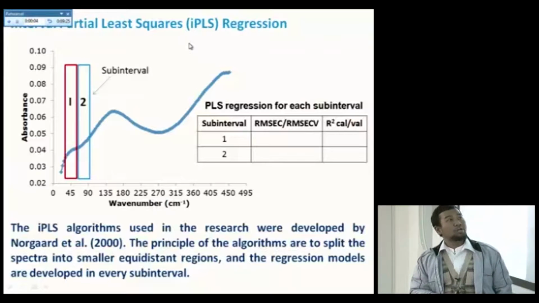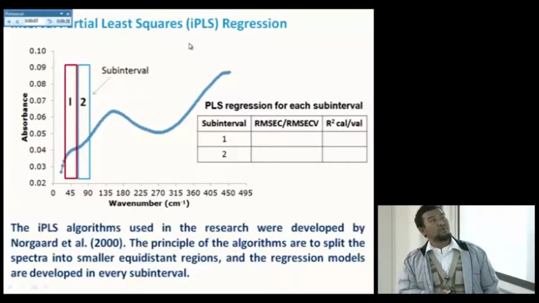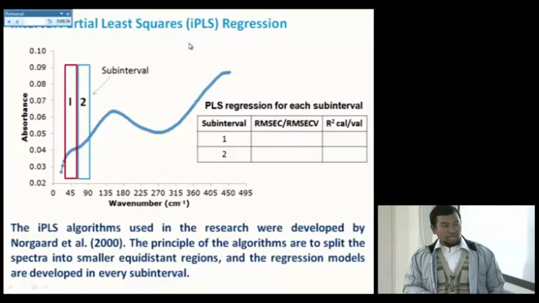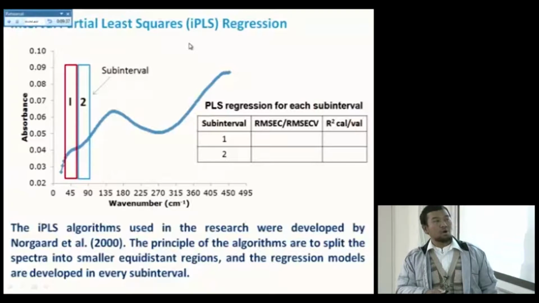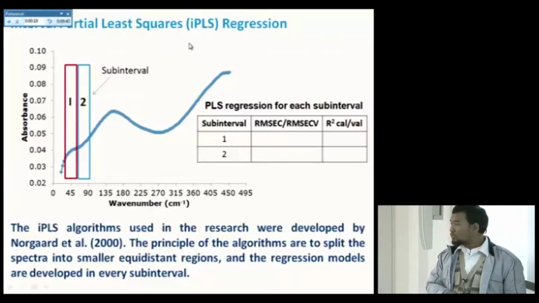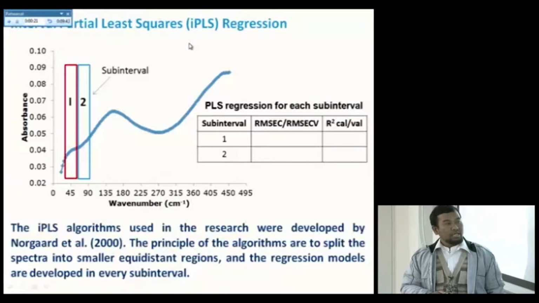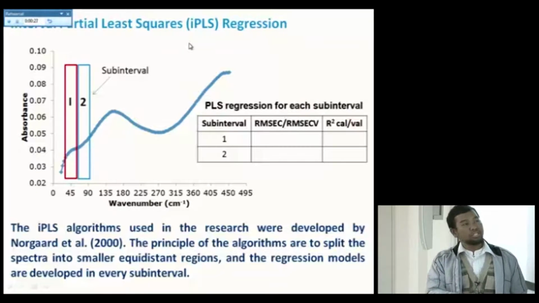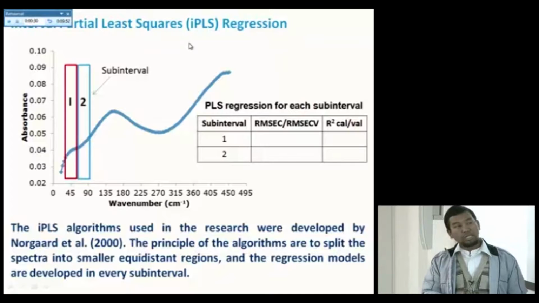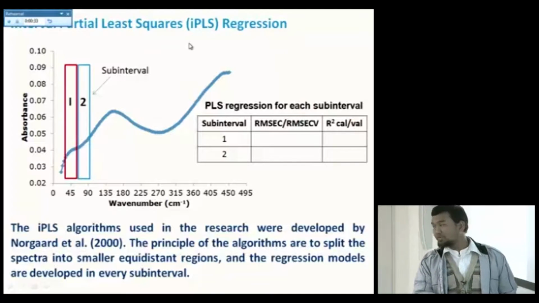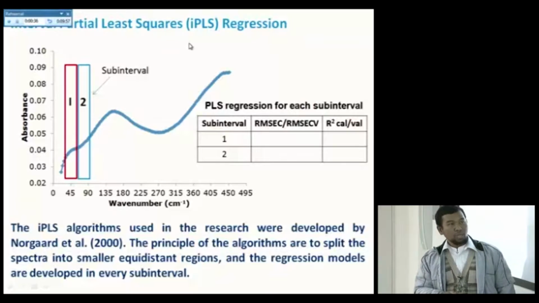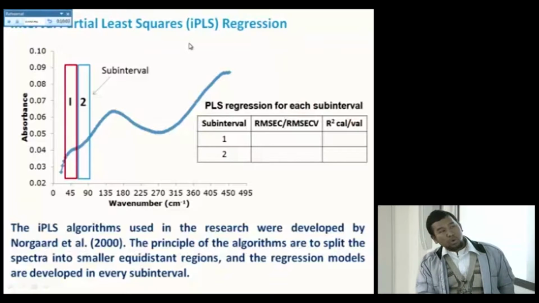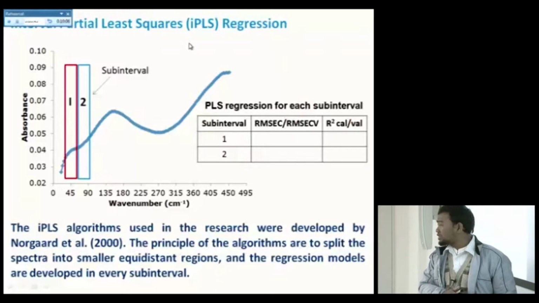Okay, now I'm talking about the brief explanation of IPLS regression. In these methods, in IPLS regression methods, we will split the spectra into smaller equidistant regions, what we call subintervals, and then we will develop the calibration model on each subinterval. So we got this value, root mean square error of calibration, and also root mean square error of cross-validation. And the rule is we will select the subinterval which has lower value of root mean square error of cross-validation than the average.